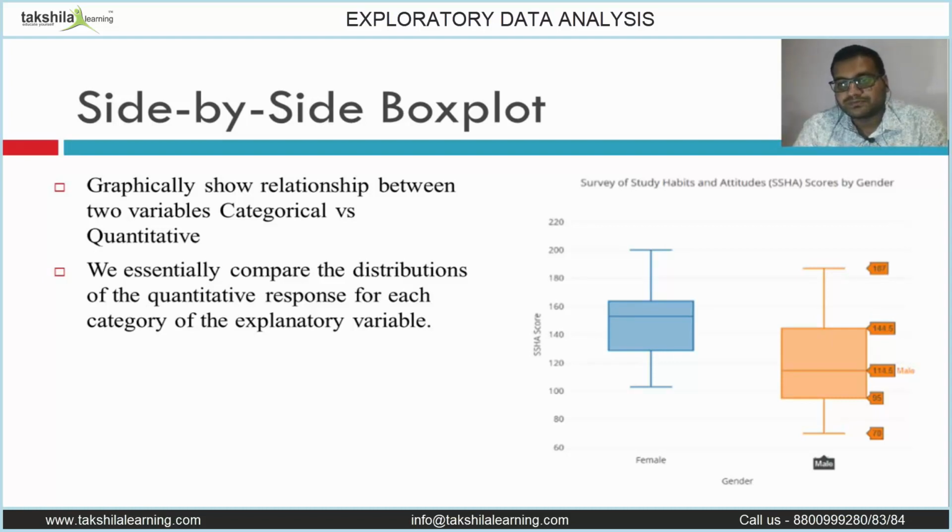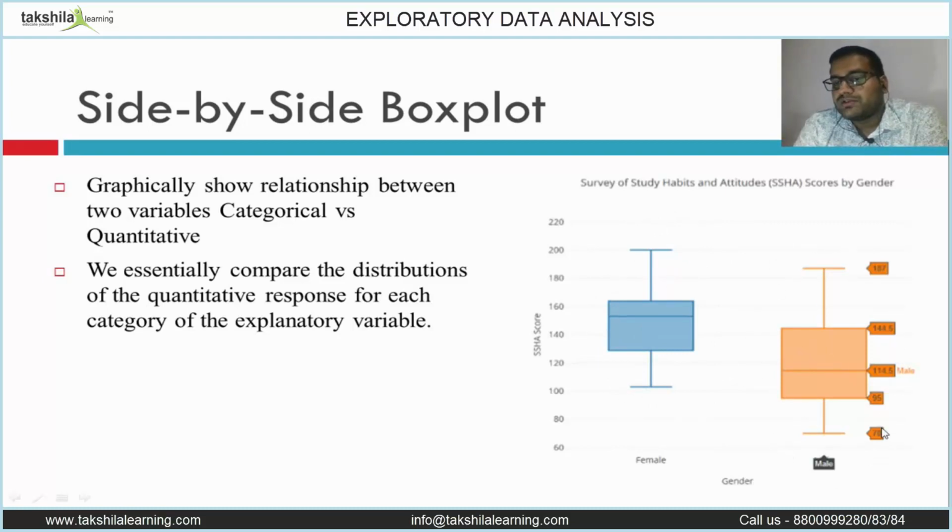Okay, so here we have two categories, male and female, inside the gender, and on the y axis we have the SSHA score. It is the Survey of Study Habits and Attitudes, SSHA score by gender. So see, we are comparing a categorical variable with a quantitative variable. This is the data distribution for the female and this is for the male.